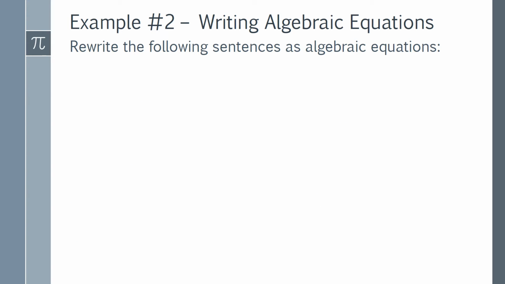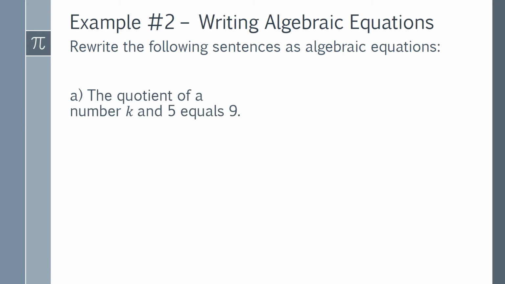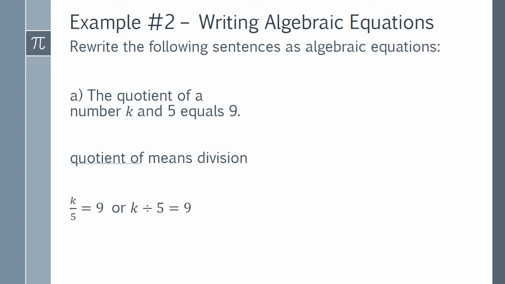For example number 2, we will again need to turn the sentences into algebraic equations. Part A. The quotient of a number k and 5 equals 9. Quotient of means division. So k over 5 equals 9, or k divided by 5 equals 9.